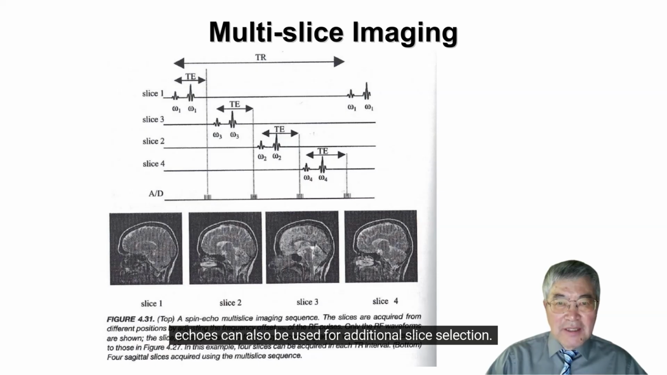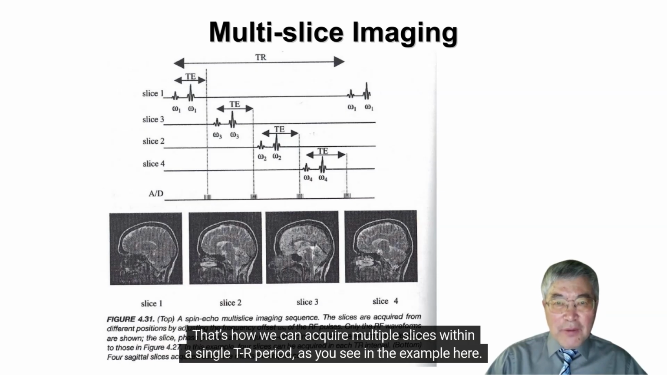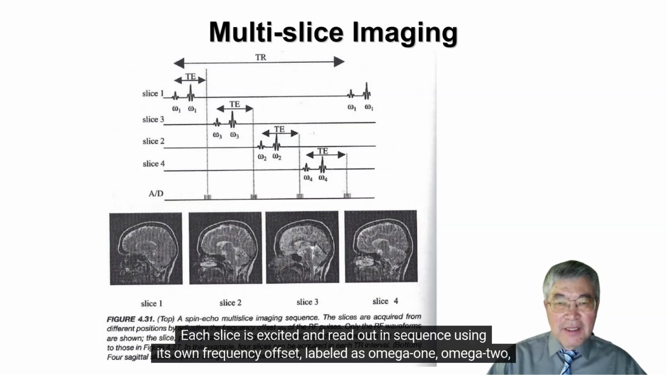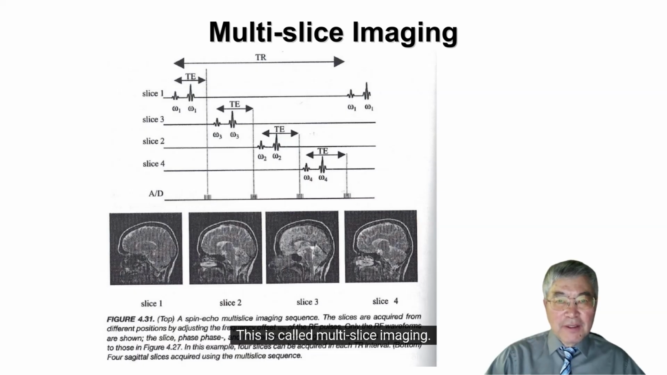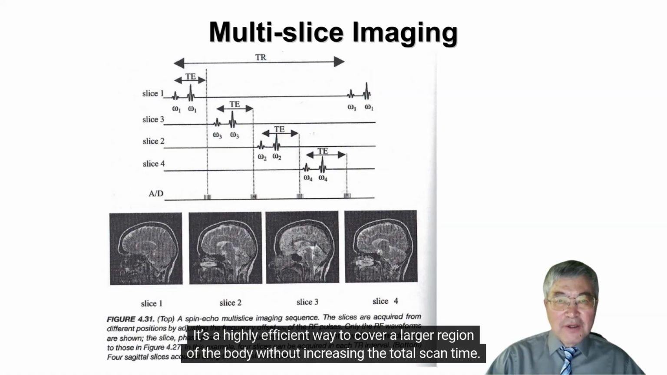for additional slice selection. That's how we can acquire multiple slices within a single TR period, as you see in the example here. Each slice is excited and read out in sequence using its own frequency offset, labeled as omega-1, omega-2, omega-3, and so on. This is called multi-slice imaging. It's a highly efficient way to cover a larger region of the body without increasing the total scan time.